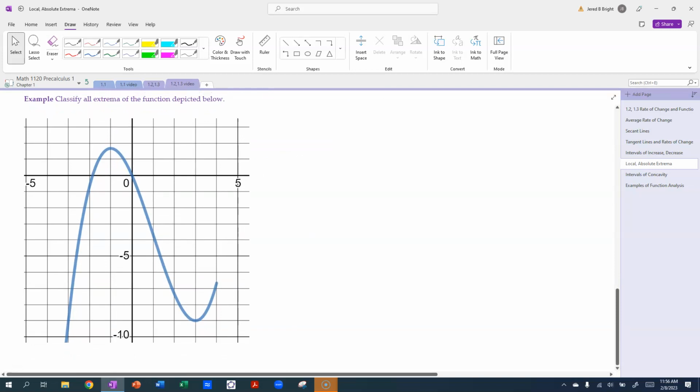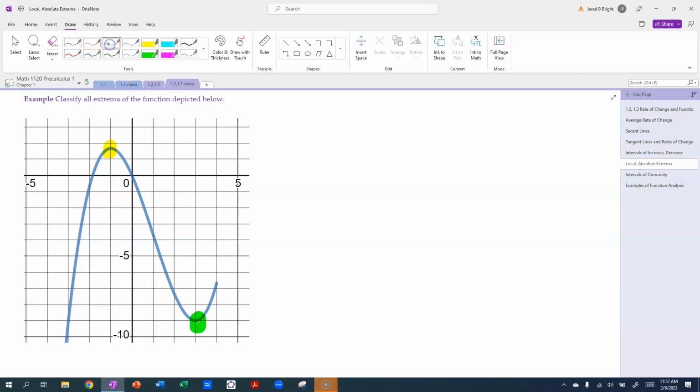Let's look at this next example. We want to classify all extrema, so this is local and absolute extreme values that occur. I'm just going to look at it for a hot minute, and maybe you need to pause the video and look too. What I see is that I have this as a maximum, and I don't know about local or absolute yet. And then down here is a minimum, the bottom of a valley, and I don't know about absolute or local yet.